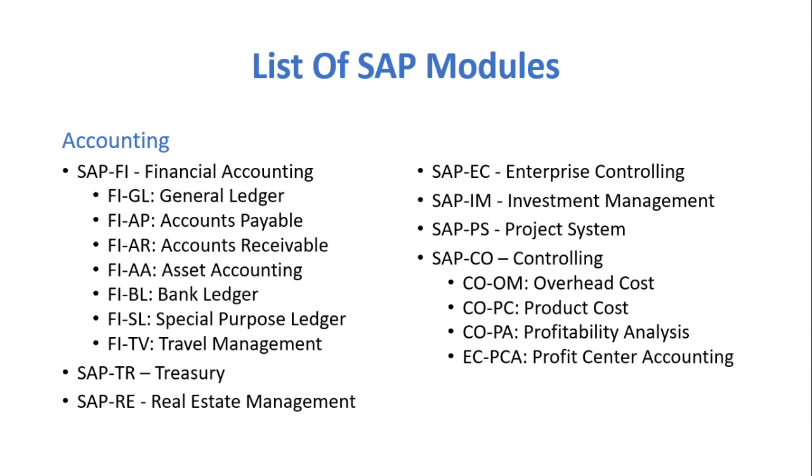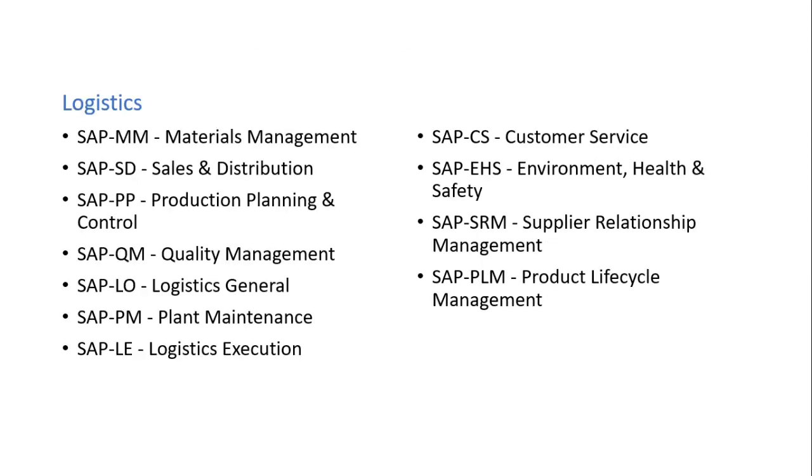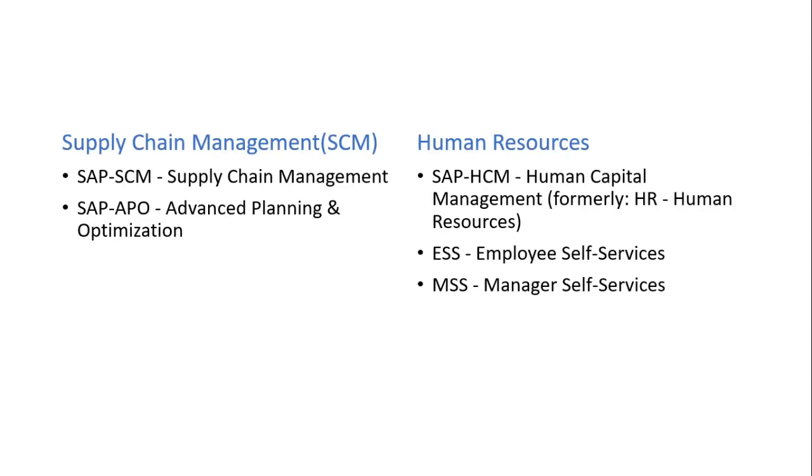Then logistics. Coming to logistics, material management will be the main key of logistics, and sales and distribution, production planning and control, quality management, logistics general, plant maintenance, logistics execution, customer service, and EHS, and SRM, and product lifecycle management. These are the modules. Coming to SCM, supply chain management, here supply chain management is there. Then advanced planning and optimization is there. Then the HR module is there.